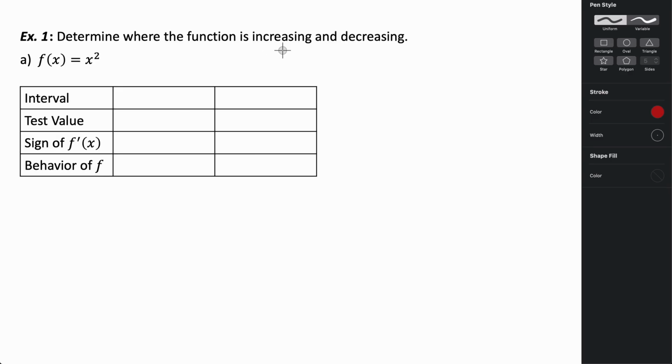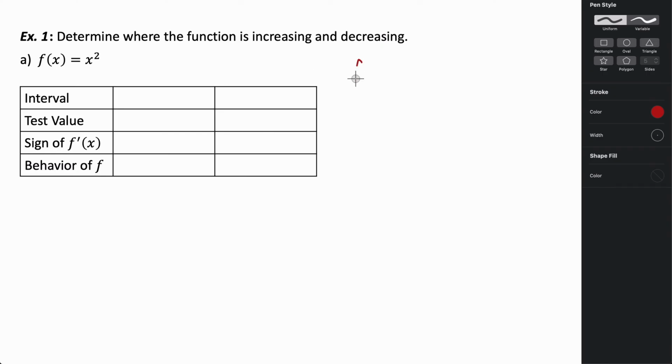In this example, we want to determine where this function f of x equals x squared is increasing and decreasing. Now, if you recall from pre-calculus, you probably have a pretty good sense of where it's already increasing and decreasing. We know the curve kind of looks like this, right? It's a parabola. It opens up. And to the left of its vertex, it's going to be decreasing. And to the right of its vertex, it will be increasing. But we need to verify that result through calculus.